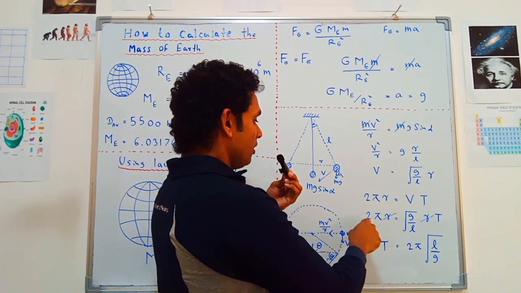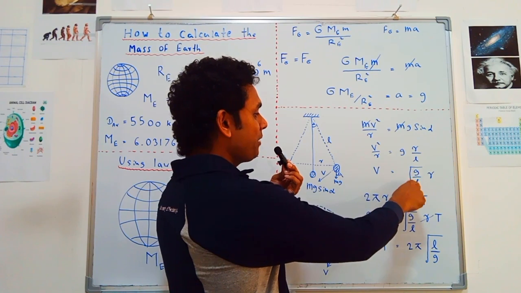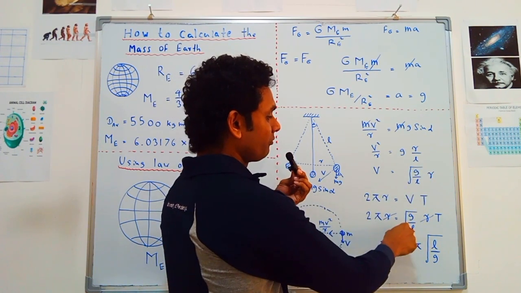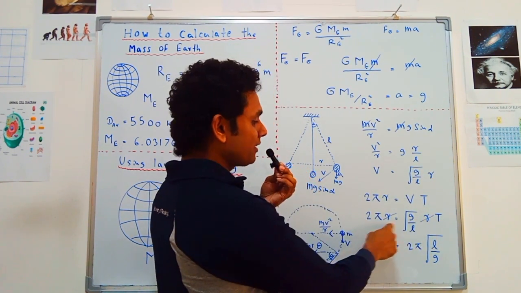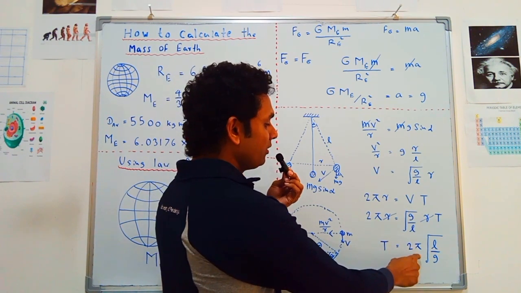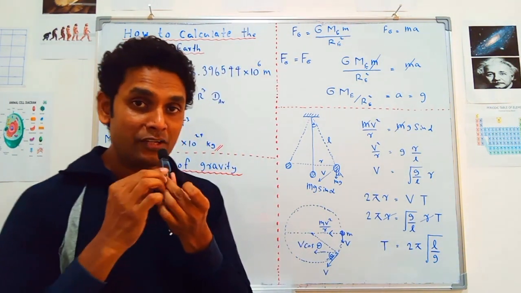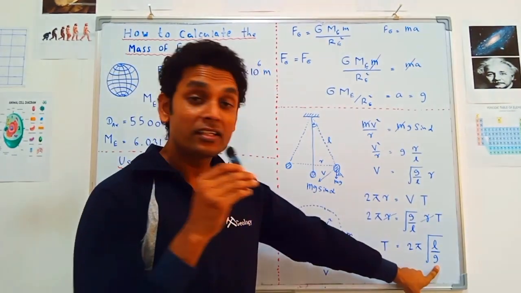Now 2 pi r is equal to the square root of g divided by L, times r, times t. Then r cancels out with r. So finally t is equal to 2 pi square root of L divided by g. This is the equation for the periodic time.